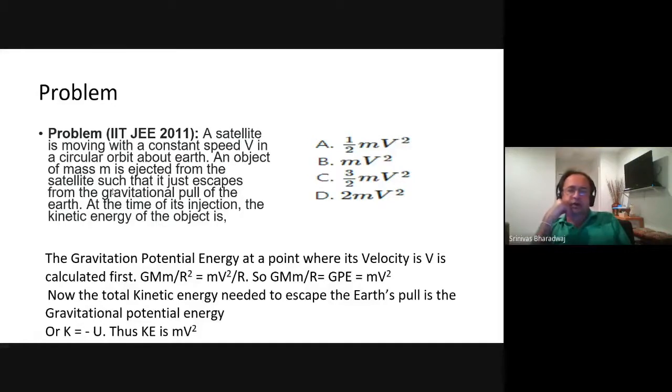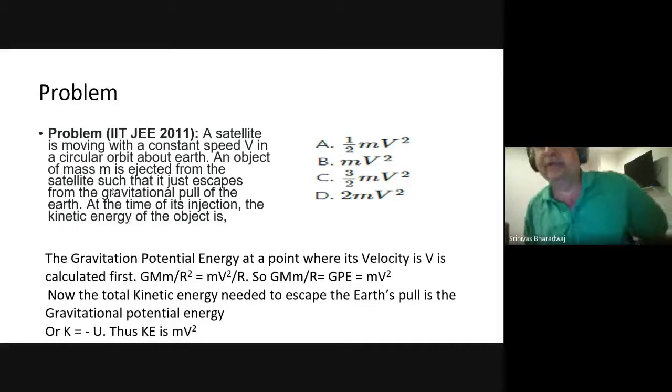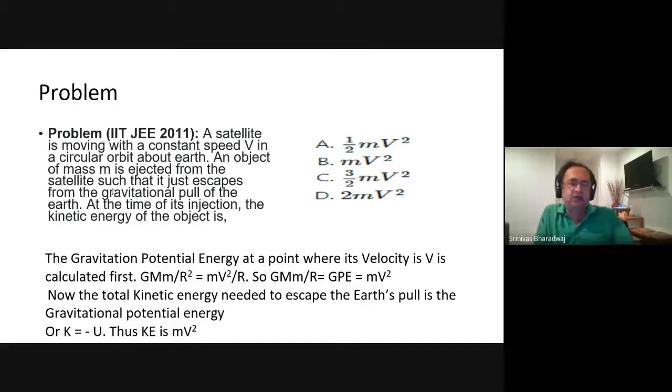Now the total kinetic energy needed to escape the Earth is the gravitational energy. Therefore, the KE that needs to be given is mv square. So its current kinetic energy is half mv square. You must give it an mv square in order to escape the Earth's field. Right? So K plus U equals 0. If you assume that equation, that's where this comes from. K is equal to negative U, and therefore K is mv square.